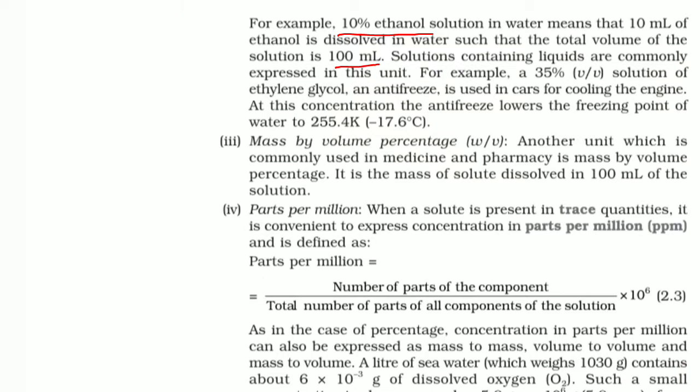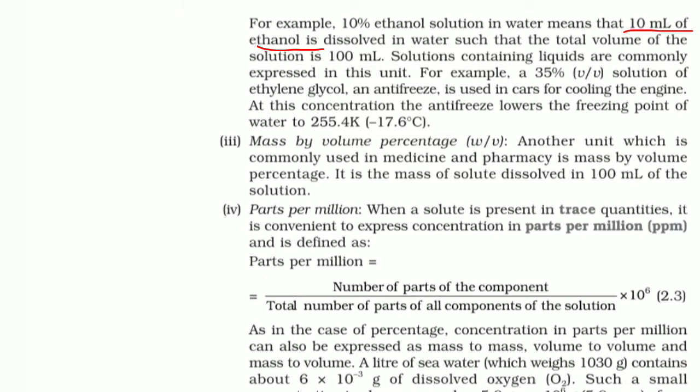Since we are talking about volume percent, we have to measure the amount of the solute or component. What is the solute here? The solute is ethanol, because ethanol is present in less amount than the solvent, which is water. Because we are talking about volume percentage, we have to take the ethanol in ml. That means we have to take 10 ml of ethanol and add water to make the solution 100 ml.